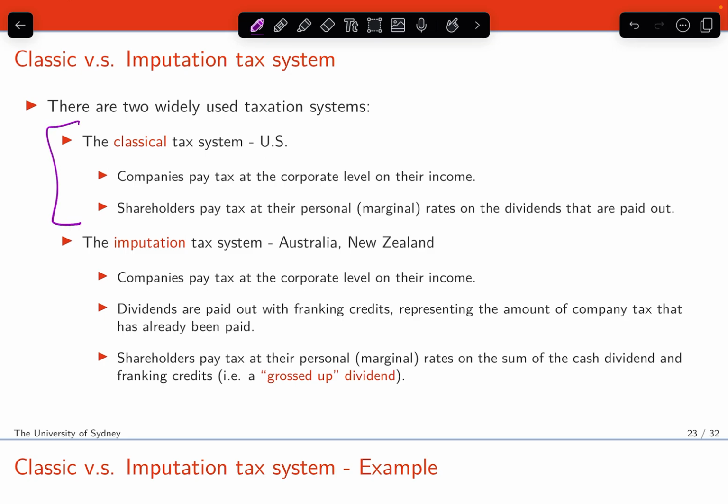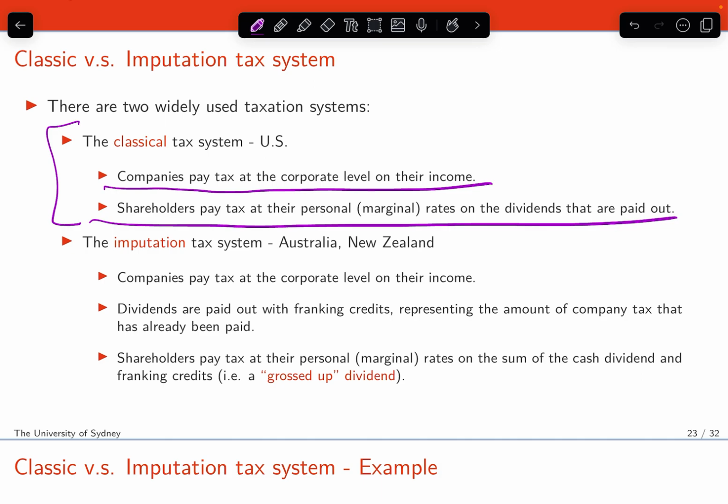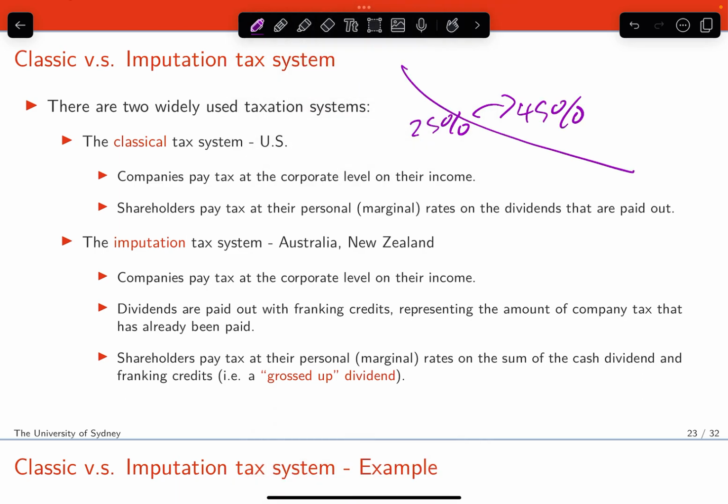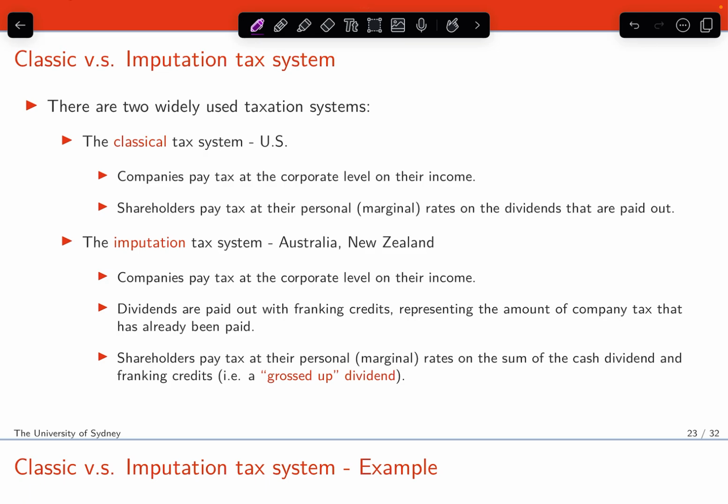So the classic tax system, as followed by the U.S., is companies pay tax on the corporate level on their income, and the shareholders pay their marginal income tax rates on all dividends paid out. So U.S. corporate tax rate may be 25%. And then when you get to the individual level, you may have to pay a 40%, 45% tax. So you get taxed basically twice. Whereas in Australia, there is a franking credit system that you only have to pay taxes once at the corporate level.